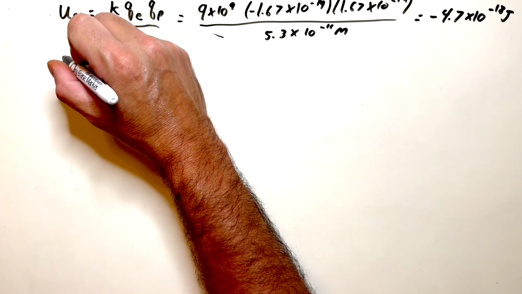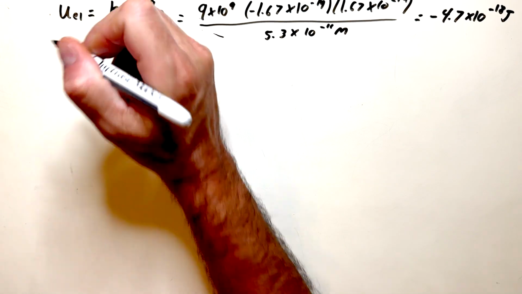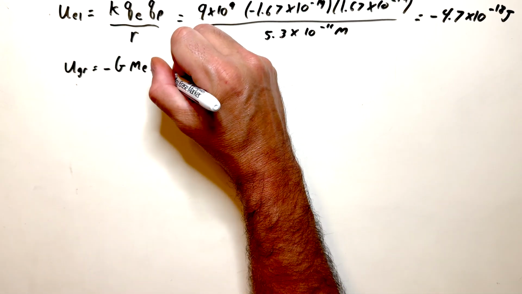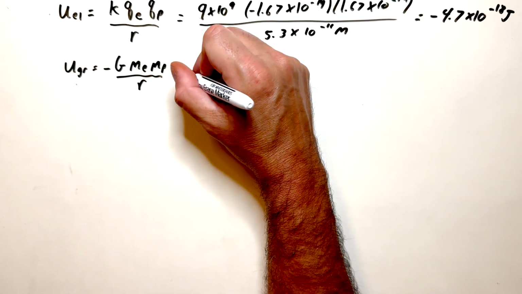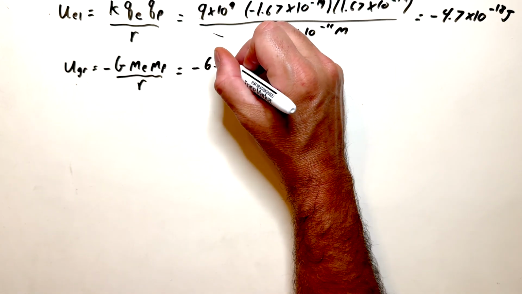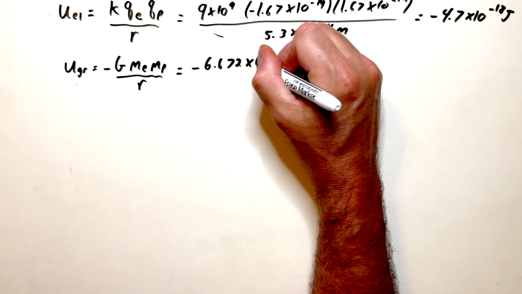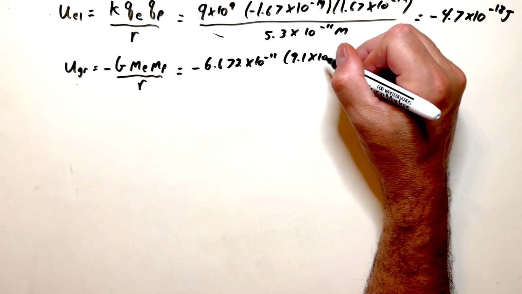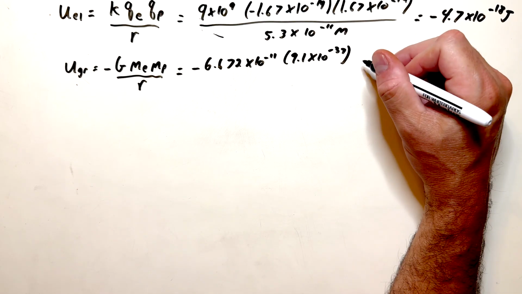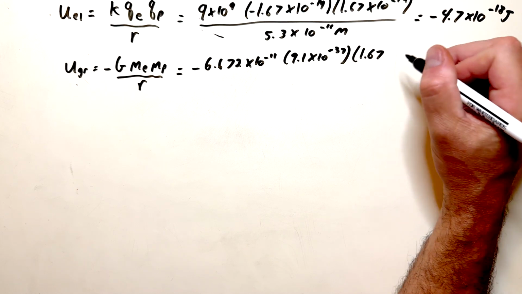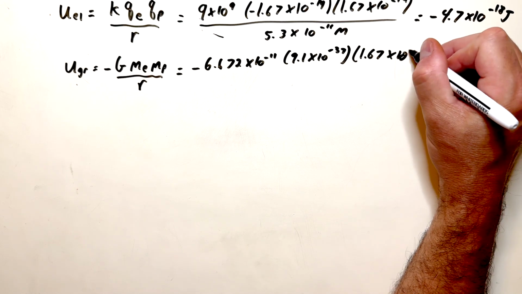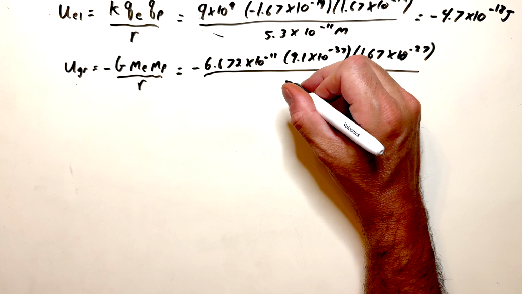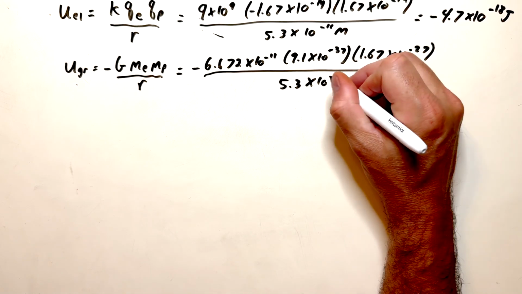Now a similar calculation for gravity, what do we get? Call it U sub GR for gravity, and that's going to be equal to minus big G, M sub E for mass of the electron times M sub P for mass of the proton divided by R. And this is equal to minus 6.672 times 10 to the minus 11, that's the gravitational constant, times 9.1 times 10 to the minus 31 kilograms, that's the mass of the electron, times 1.67 times 10 to the minus 27 kilograms for the mass of the proton, divided by 5.3 times 10 to the minus 11 meters.